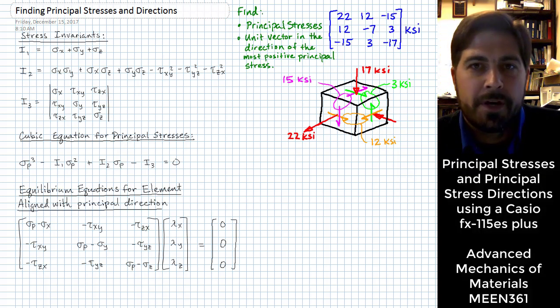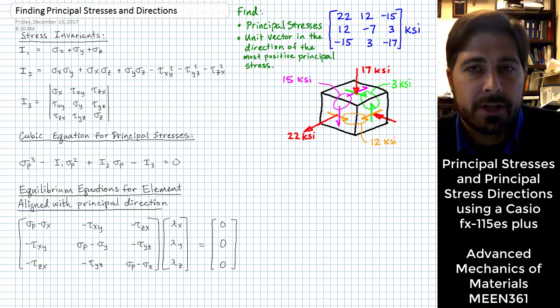Hi, I'm Mike Swanbaum, and today I'd like to show you how you can find the principal stresses associated with a three-dimensional stress state, as well as the unit vector in the direction of one of those principal stresses. I'm going to do all this using a Casio fx-115ES Plus calculator, which is the calculator that a lot of people use for the FE exam and the PE exam, since it's an approved calculator for that purpose.